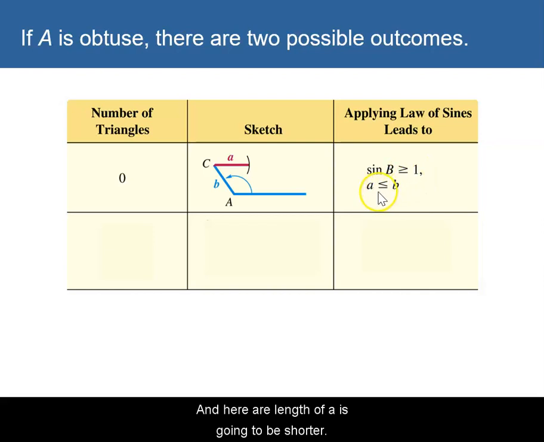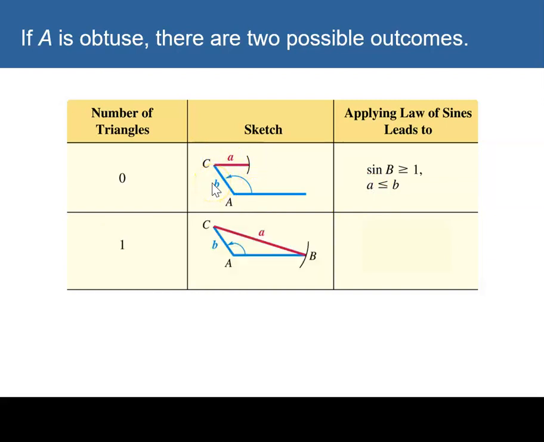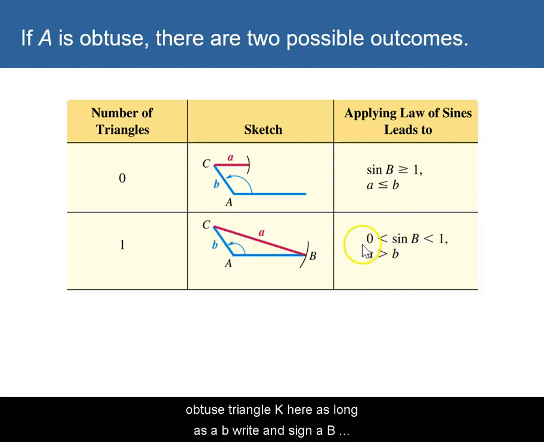And here, our length of a is going to be shorter than this length of b, or equal to it. It doesn't really matter, right? This next one, here it is going to be long enough, and we'll have an obtuse triangle, okay? Here a is longer than b, right? And the sine of b is in between 0 and 1, right? So those are the possibilities for the triangle.